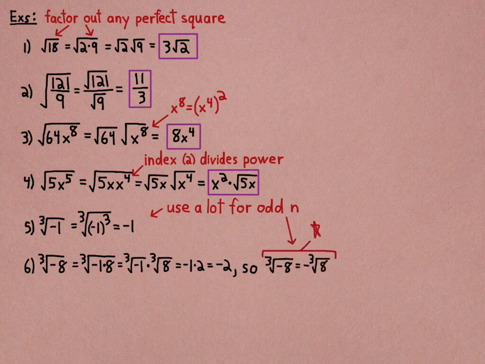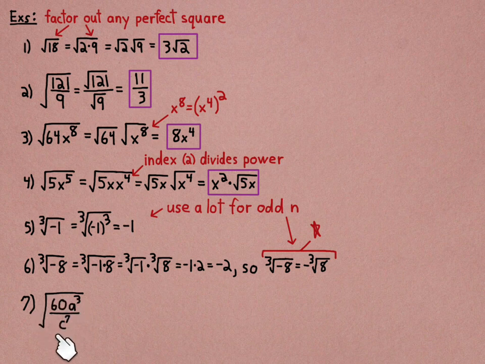So the cube root of negative 8 equals negative the cube root of 8, which simplifies to negative 2, of course. But that's the point I'm making under this bracket, that the negative just comes out when it's a cube root, right?